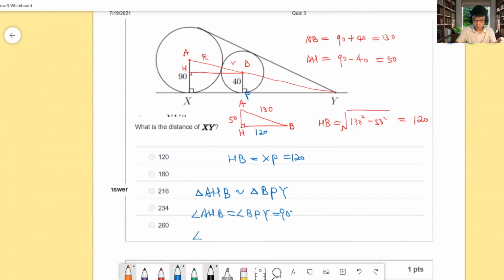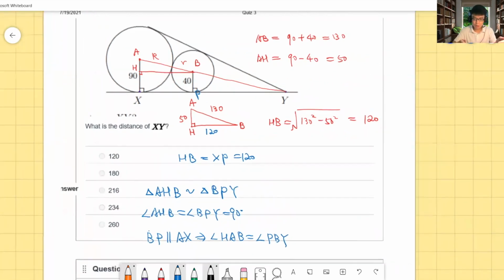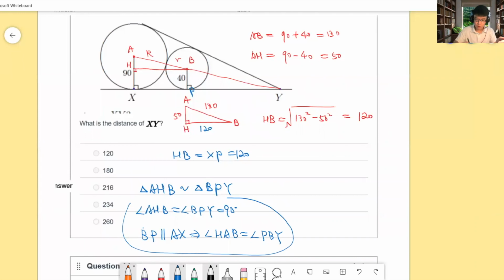And also we have, because BP is parallel to AX, we must have angle HAB equals angle PBY. Because BP is parallel to AX, they have the same angle with the line AY. So that means we have these two triangles similar. Now we can use the common ratio.